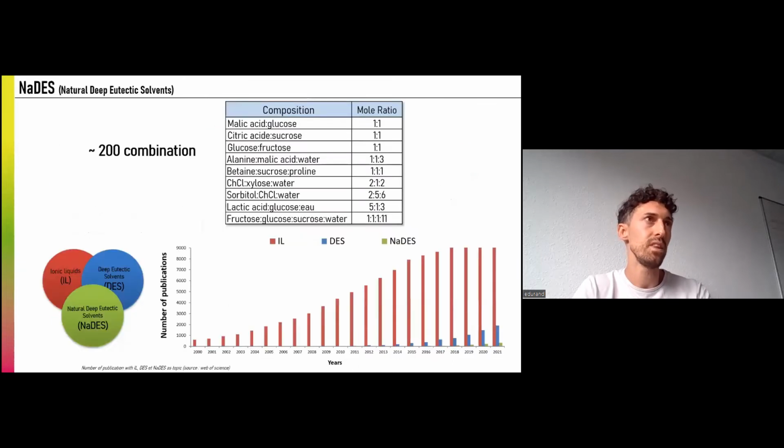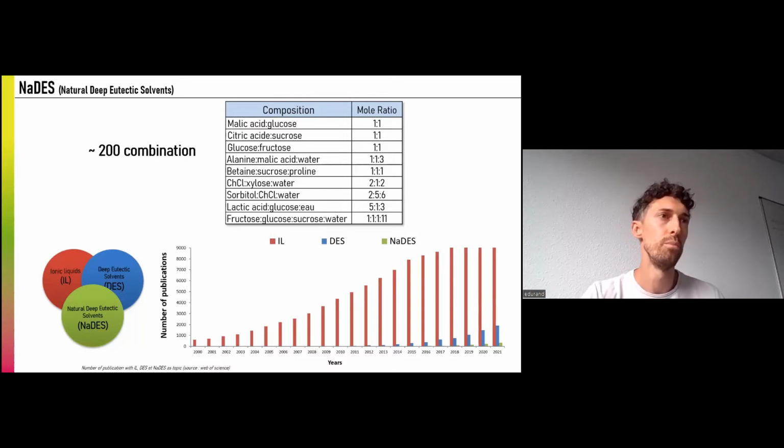15 years. So you know that there are different choices of NaDES. I will talk only about hydrophilic NaDES. So let's say that there are more than a hundred combinations. It depends if you are using different mole ratios for the same combination, but let's say that there are many choices to provide a natural deep eutectic solvent liquid phase.